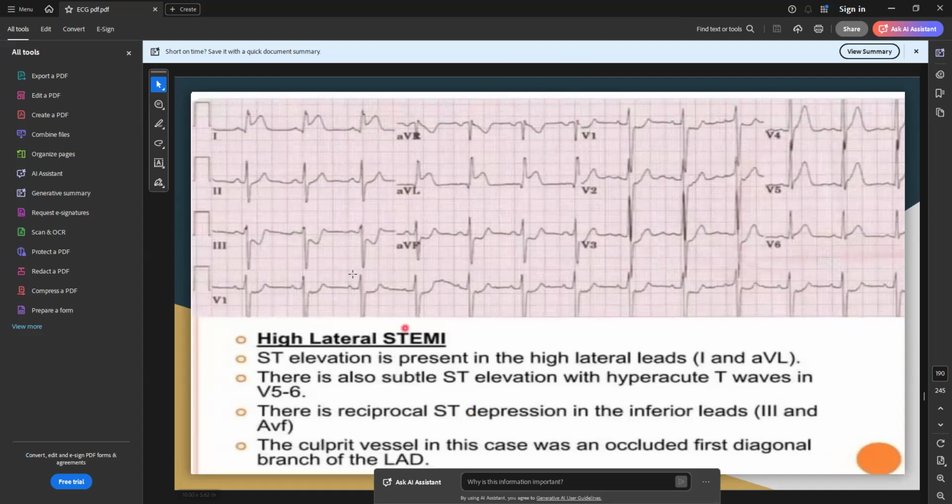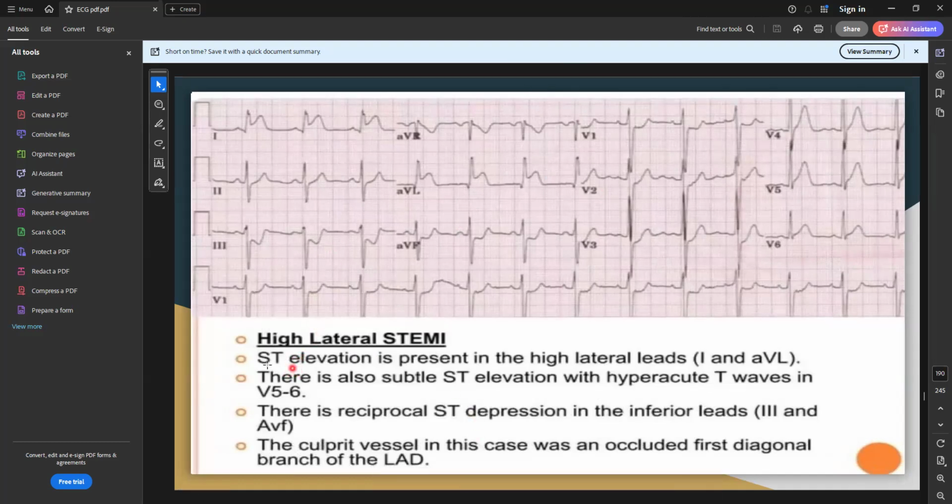Coming to the high lateral STEMI. Here the ST elevation is present high in the lateral leads, that is lead 1 and AVL. I have already informed you that in a lateral wall STEMI, lead 1, AVL and V5 and V6 will be involved. In case of high lateral STEMI, only lead 1 and AVL are involved. That is, there is a huge ST elevation in the lateral leads, lead 1 and AVL.